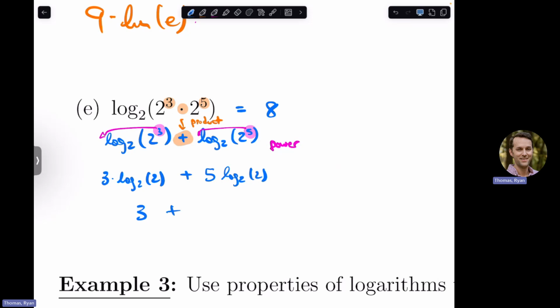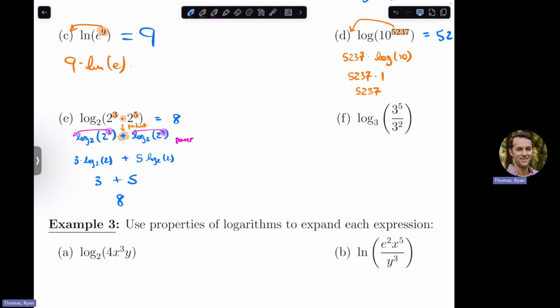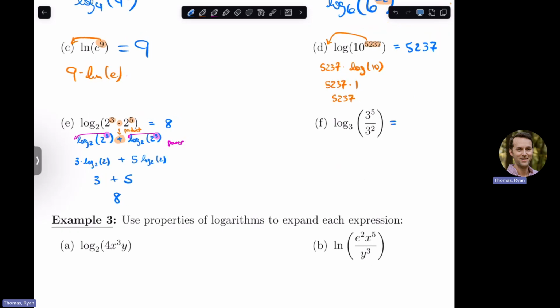And then that's 3 plus 5, and 3 plus 5 is 8. Okay, so what's F then? 3. 3 to the 5th divided by 3 squared, so that's 3 to the 5 minus 2, that's 3 cubed, and then you're taking the log base 3, so what's left is just, okay, how many 3s are in 3 cubed? 3.